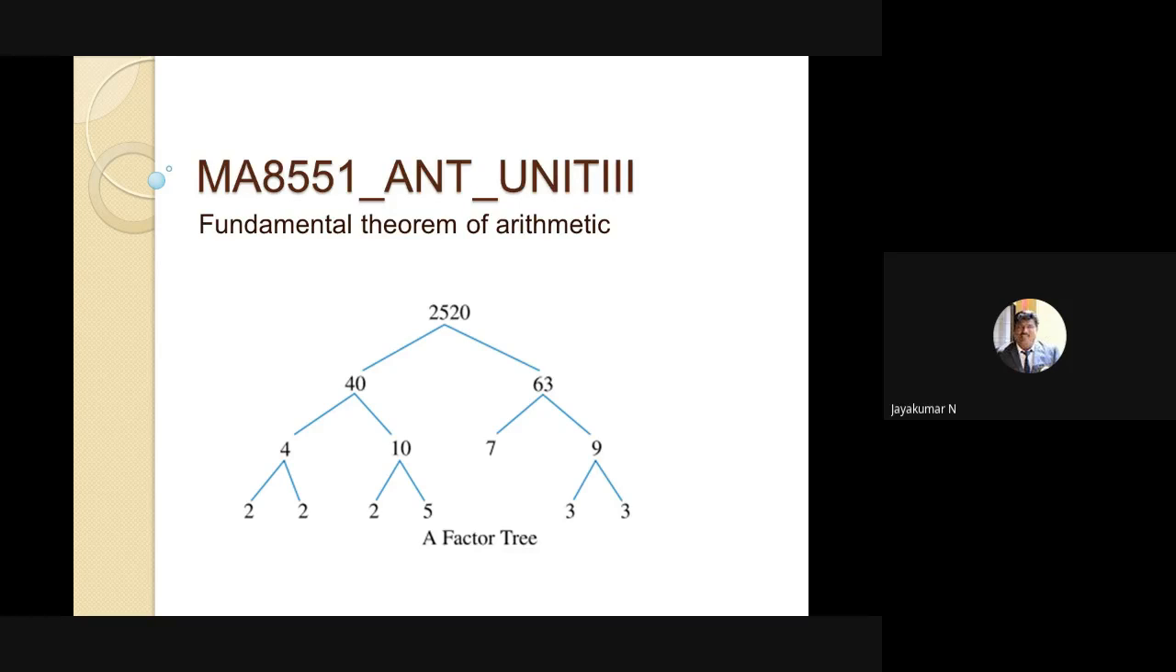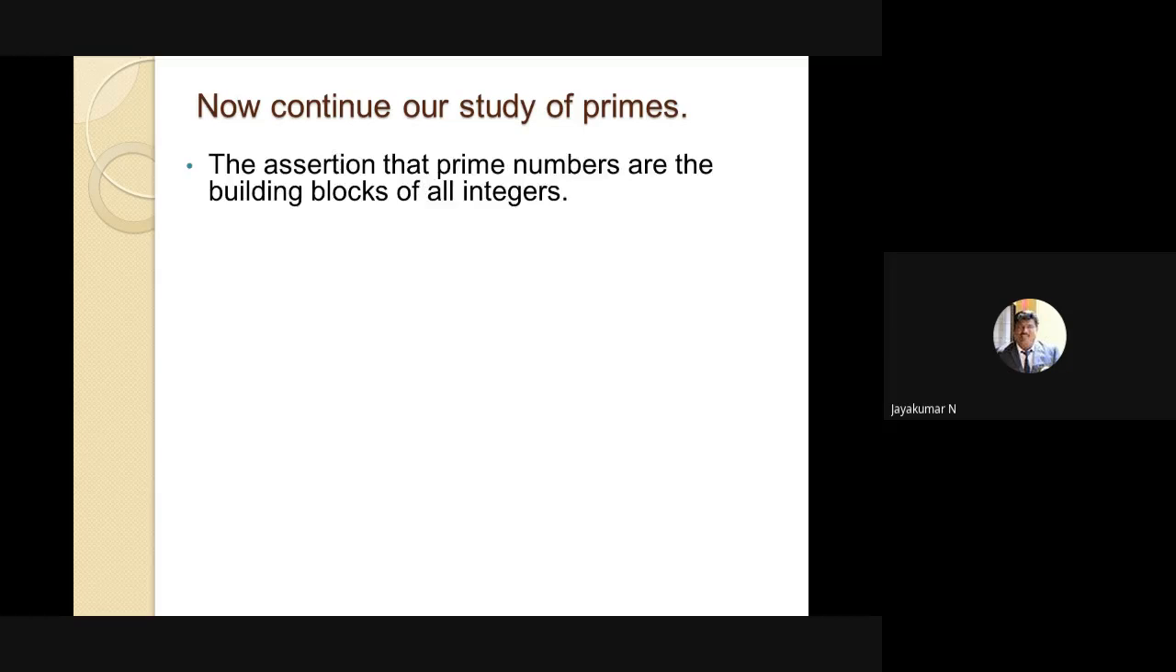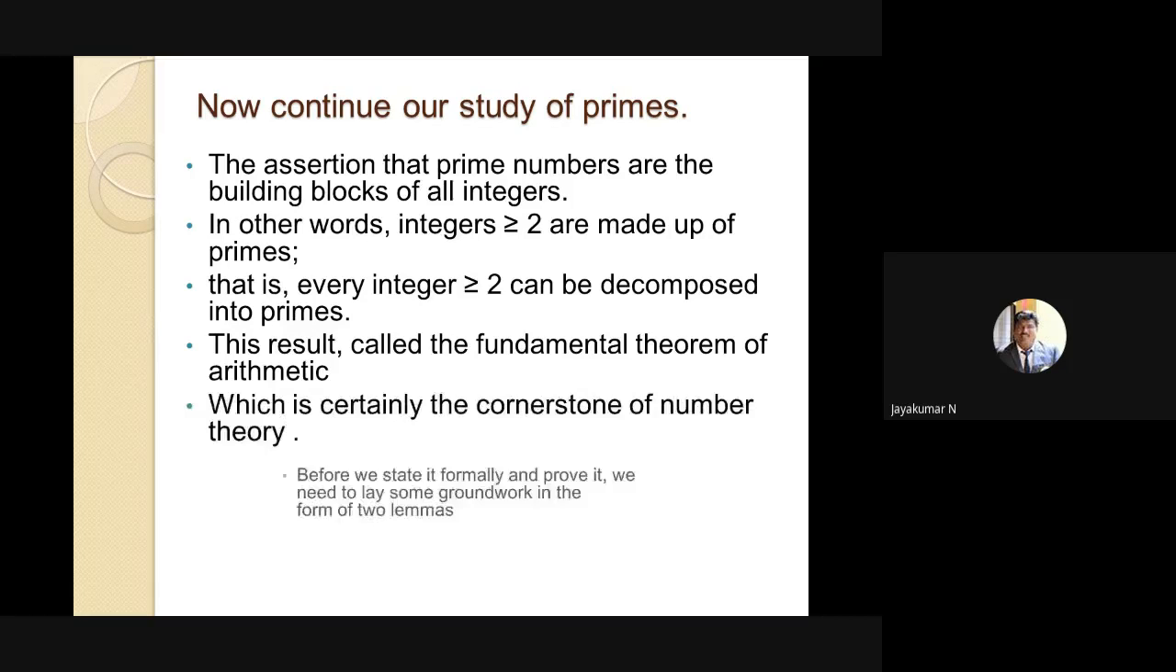That is, every integer greater than or equal to 2 is a prime, or it can be expressed as the product of prime numbers. So this is called the fundamental theorem of arithmetic. I showed yesterday that the sum is nothing but a prime number. After that, prime numbers are nothing but the building blocks of all integers, and so on. I will explain all these things. This is not important.